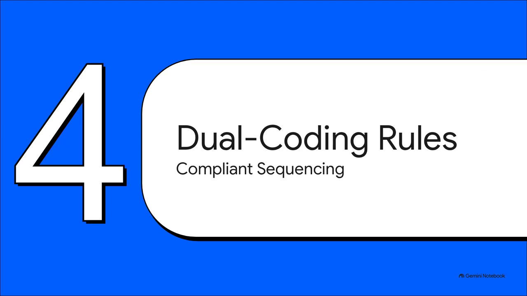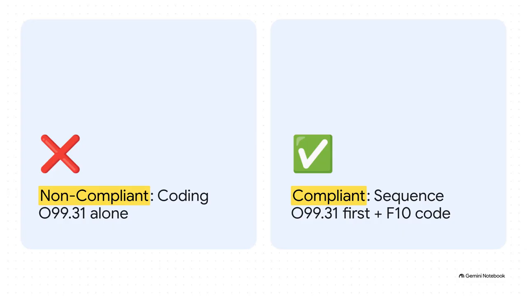Moving right along to Section 4, mandatory dual coding rules. So now that we have our base O code, we really need to talk about the biggest compliance trap in obstetric behavioral health. Coding category O99.31 all by itself is strictly non-compliant. Honestly, if you submit a claim with just that O code, it's going to trigger an immediate rejection. Boom, bounce back. To be compliant, O99.31 must always be sequenced first, but then it must immediately be followed by an additional secondary code from the F10 category. Think of it this way. The O code tells the payer, hey, this is a pregnancy complicated by alcohol, but the F10 code steps in to identify the precise clinical nature and severity, whether we're talking about use, abuse, or dependence.